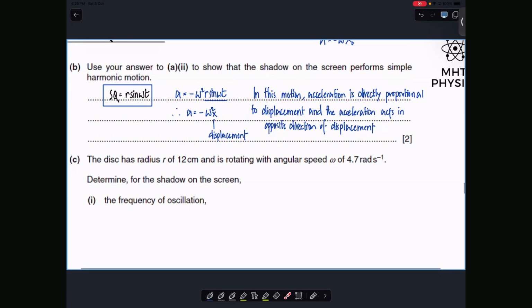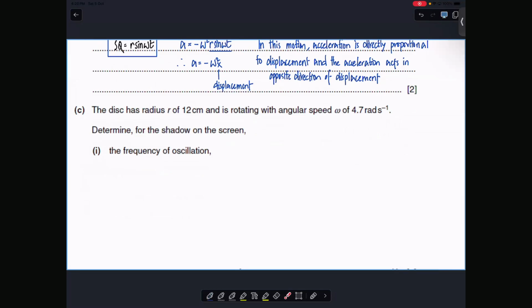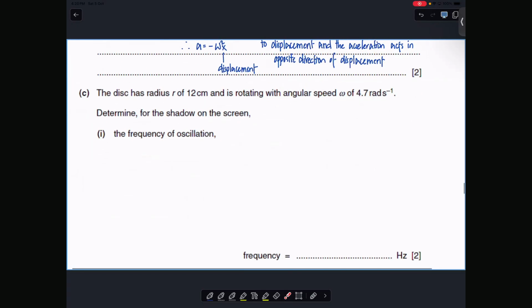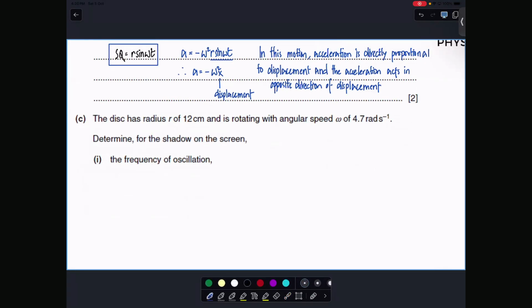Then it says that the disk has a radius of 12, rotating at an angular speed of 4.7. For the shadow, find the frequency of oscillation. I really hope you'll be able to answer this. So can you tell me what should I do here? How do I find the frequency of my oscillation here? It is very easy, okay? How do you find the frequency here?